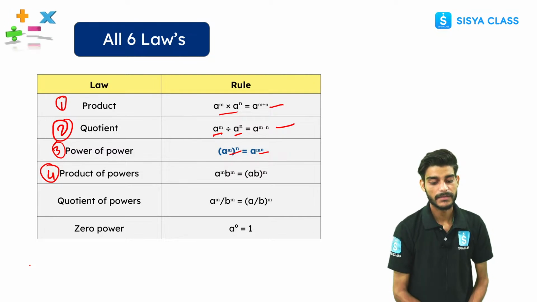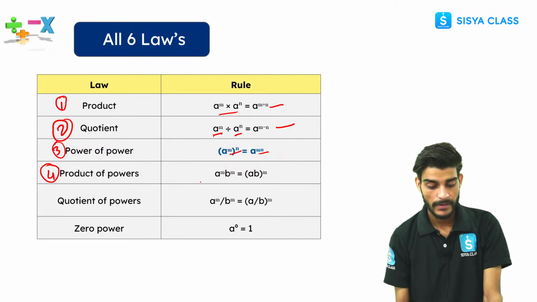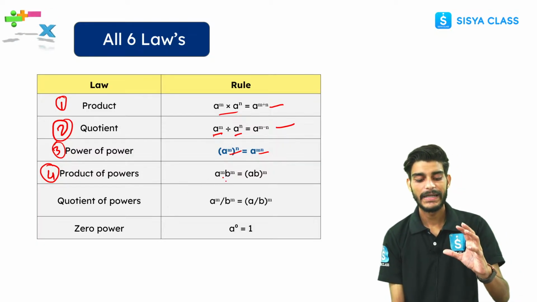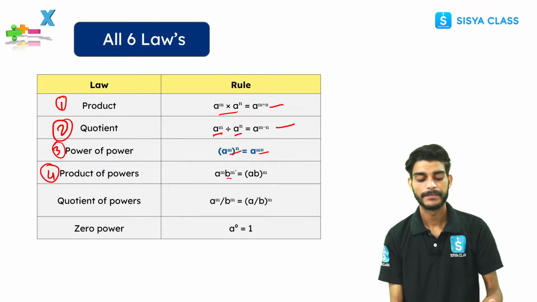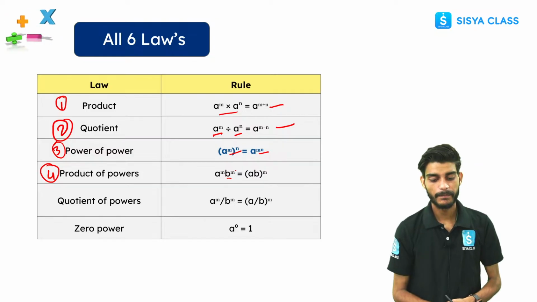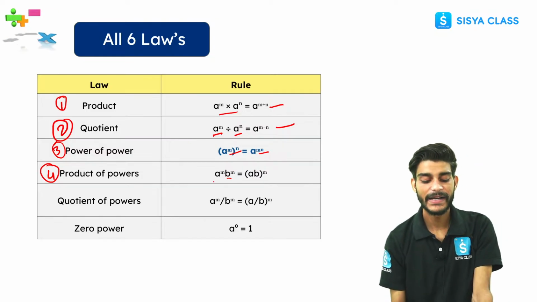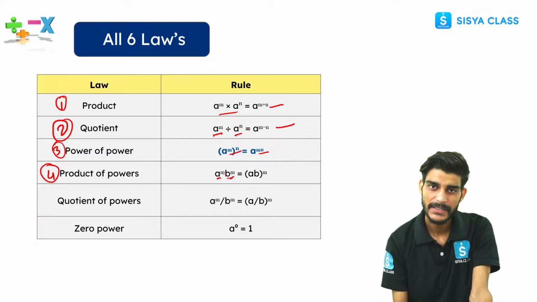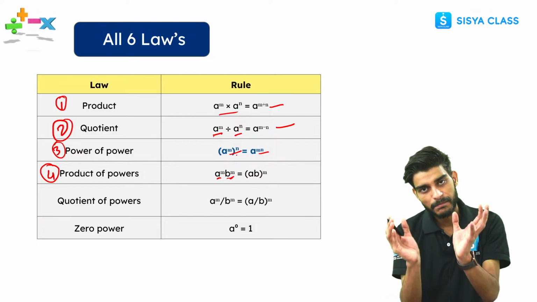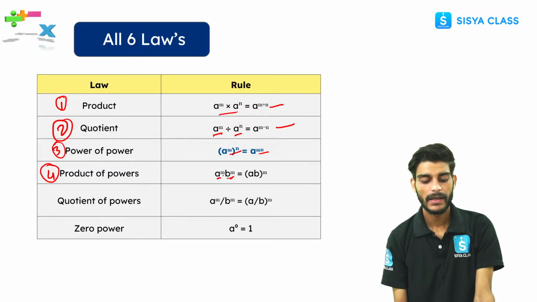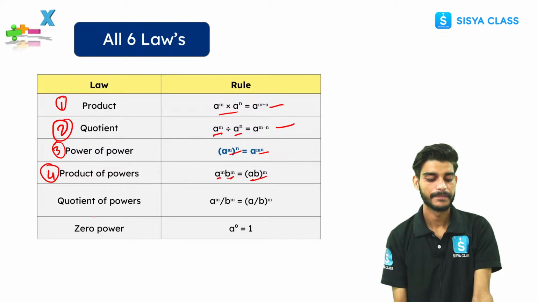Product of powers means a raised to the power m into b raised to the power m. We have different bases here, but the same powers. Different bases, same powers. Firstly, multiply the bases and take the power as common. So a^m b^m equals (ab)^m.